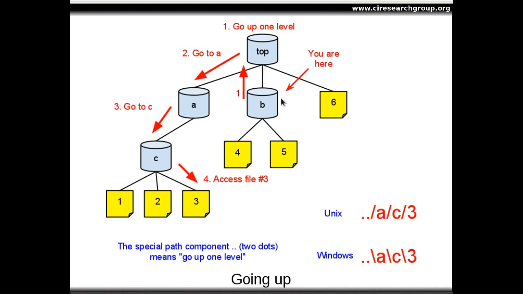So if I'm starting at B, once again I need a starting point in order for a relative path to make any sense whatsoever. I'm starting at B. I have the path ../A/C/3, or using backslashes if I'm in Windows. This means first I want to go up. That'll take me to my top level directory. Then I want to go to A. Then I want to go to C. And then I can access file number 3.